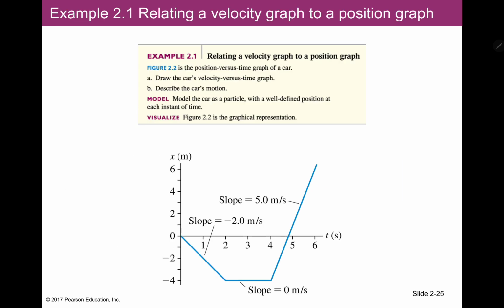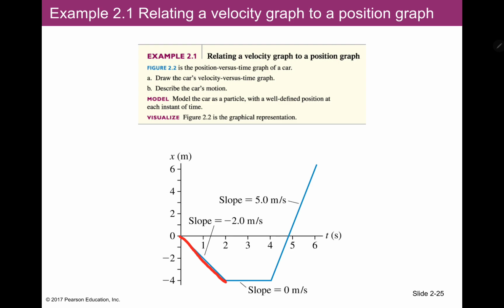For example, let's do this simple example, 2.1, relating a velocity graph to a position graph. A position time graph is given, so we need to draw the velocity versus time graph. First of all, let's study this graph. We have position and time. It starts from 0 meters, and during 2 seconds, position becomes negative. What does it mean? It means it's going backward.